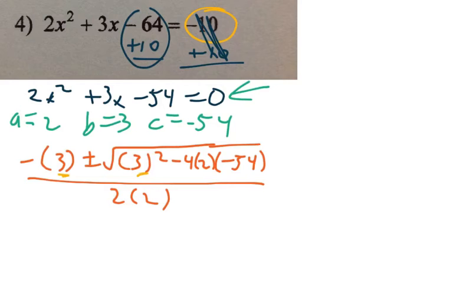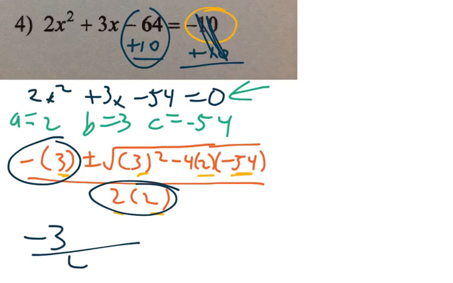I know I got my b's set up correctly. It was 3, positive 3. I got my a's plugged in correctly there and there. A was 2, and of course my c is negative 54. So continuing on, I know this right here is negative 3. I know that right there is 4, plus or minus.